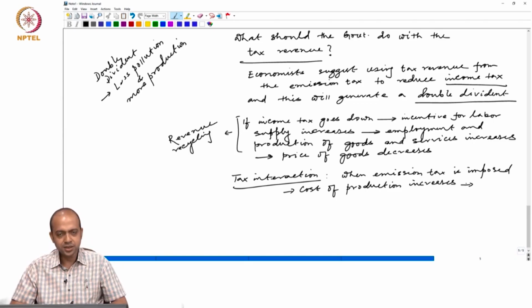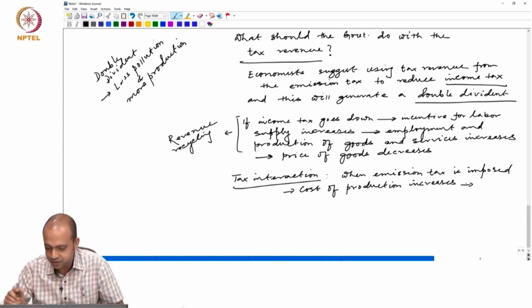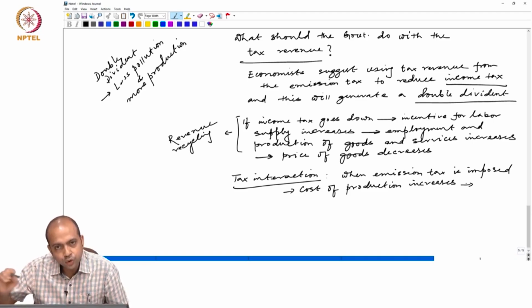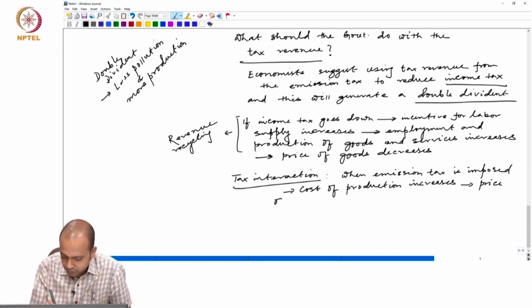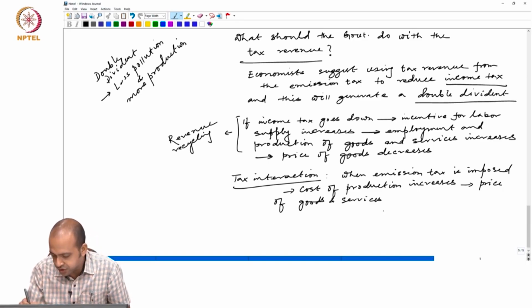How much they will bypass, that means what would be the exact tax sharing, depends on the elasticity of demand and supply. If the consumers are highly elastic, then the producers would be able to bypass less of the tax. If the consumers are less elastic, the producer will bypass a large amount of the tax burden. Whatever might be the case, some part of this extra cost of production due to emission tax will go to the consumer as well. That means the price of goods and services increases.